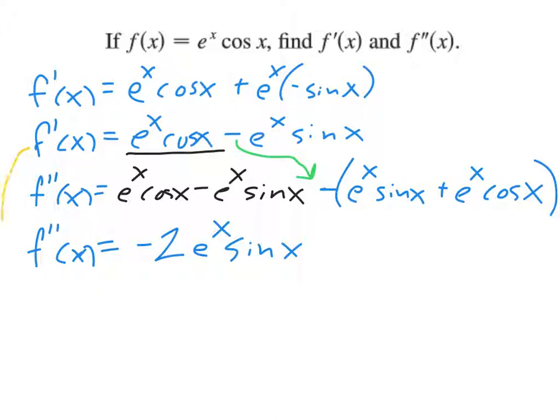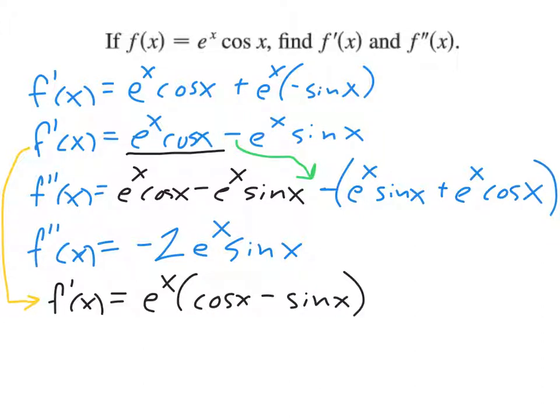Instead of taking the derivative of that, I could actually have changed the form of my derivative, my f prime of x, and I could have, as a couple of you saw, factored out that e to the x, and that would have given me cosine of x minus sine of x inside the parentheses. We still have to use product rule in this case, but we only have to use product rule once if we do it this way.